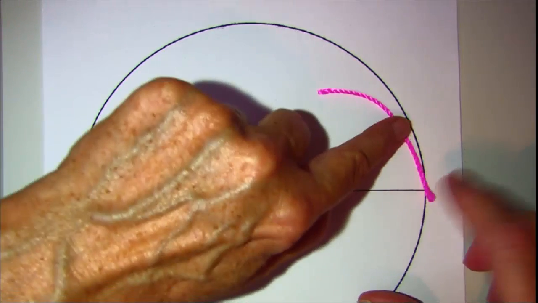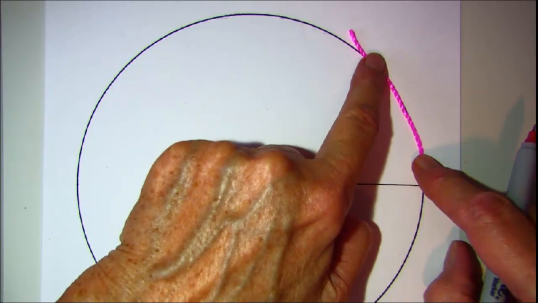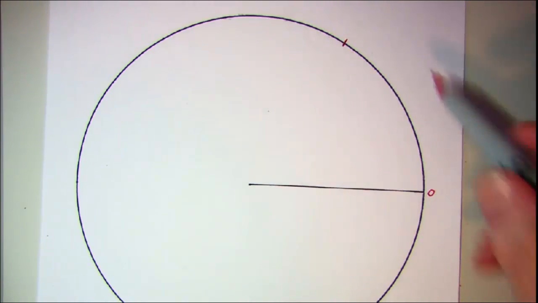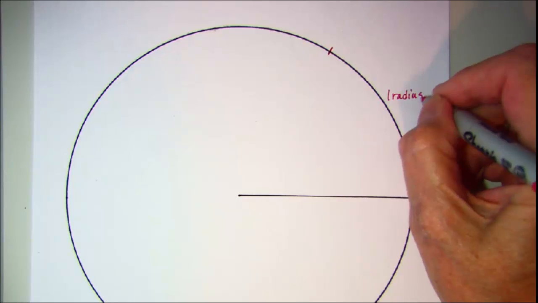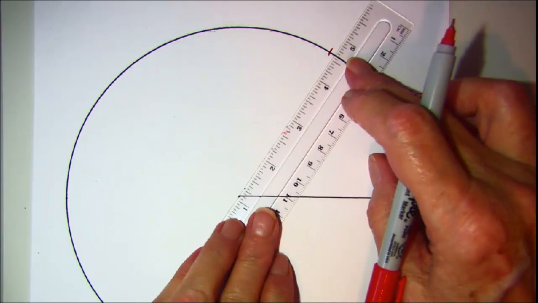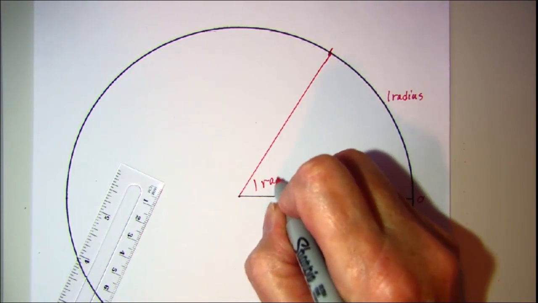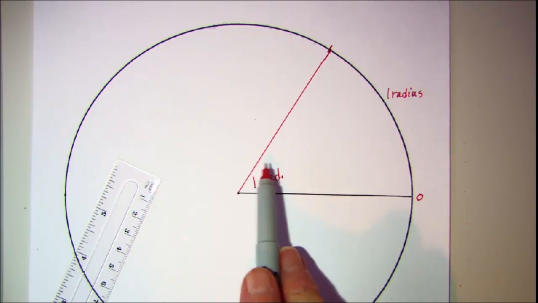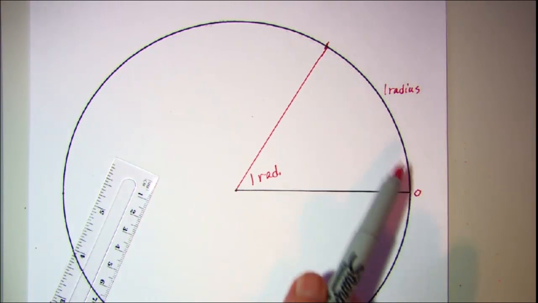So we'll start here at the 0. And we'll mark off one string length, approximately here. Now this measure is 1 radius, and the angle that's formed that subtends that arc is 1 radian. And a radian is abbreviated RAD. So 1 radian angle measure subtends an arc that's equal to the length of the radius of the circle.